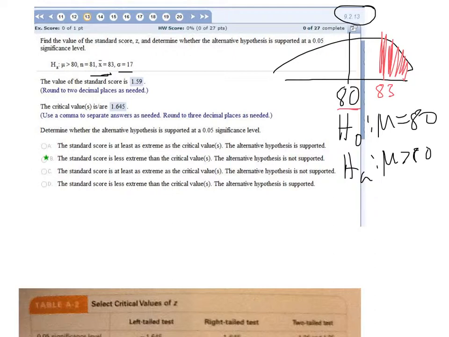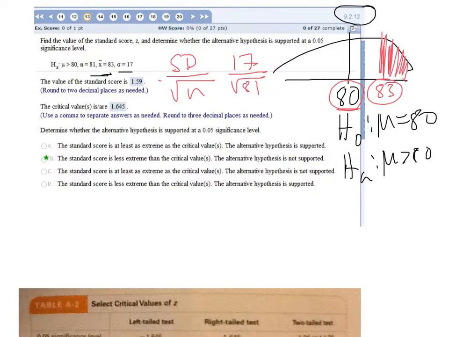So we're going to do a z-score, and that's what they're asking us to find here. I know that's the mean. I know that's the sample mean. I need to find the standard deviation for the sampling distribution. So that's where we take the standard deviation for the population and divide it by the square root of the sample size. I've got 17, and I had samples of size 81. So I'm going to take 17 and divide it by 9, basically. And that's going to be just a little less than 2.